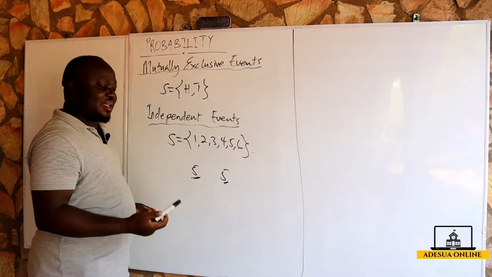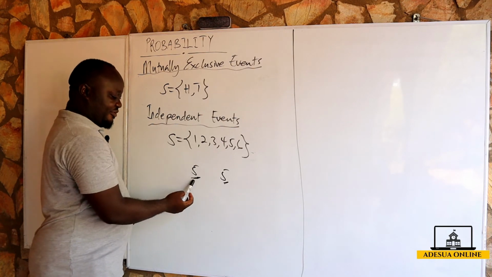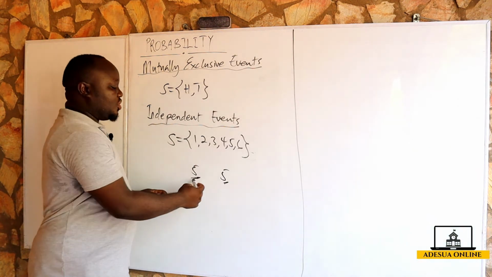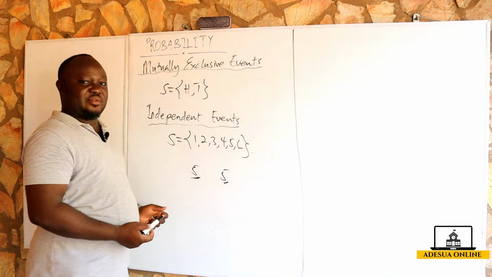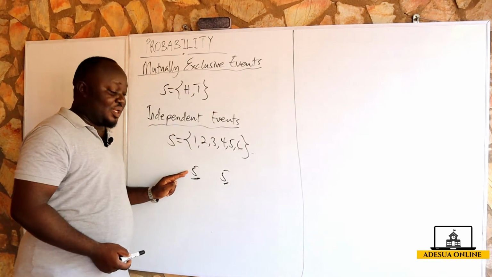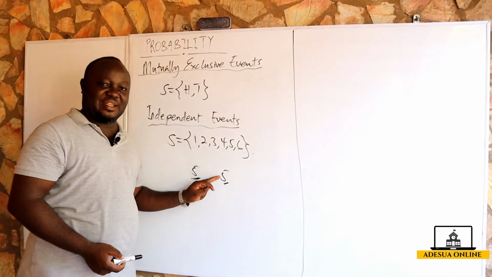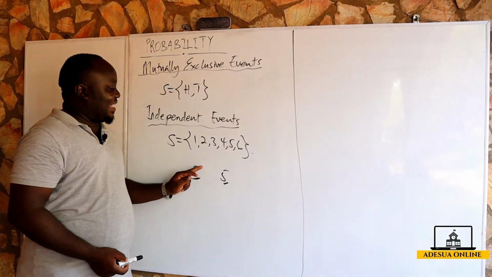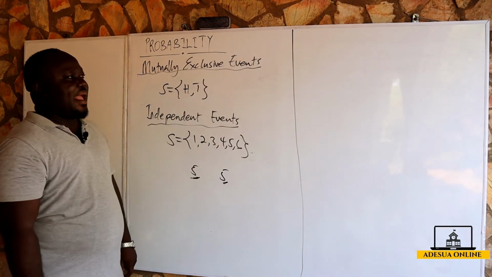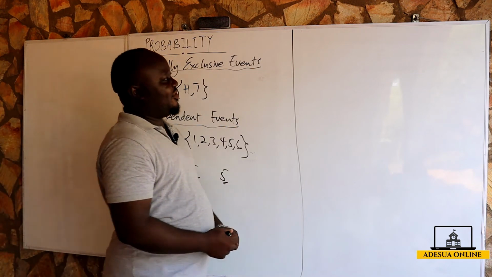It is also likely that when I throw it, it will show a 5, and then it can show a 1, or it can also show a 2. So these two events are independent events, so that the occurrence of the first event does not have any influence on the occurrence of what? The second event. So these two events are said to be what? Independent events.